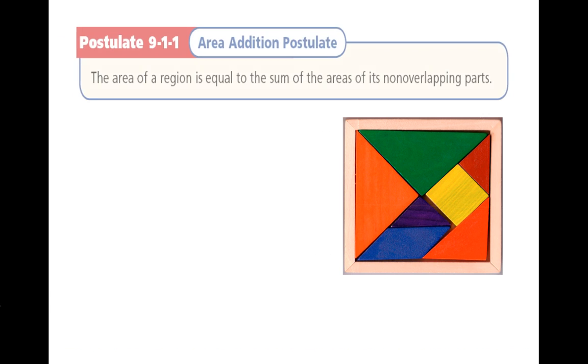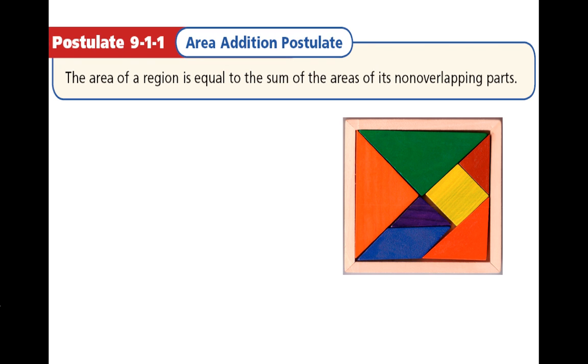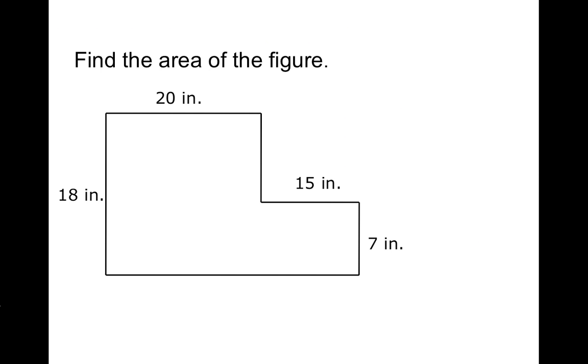That is one way to think about the area addition postulate that you'll find on your notes. Area addition postulate is just saying that the area of a region is equal to the sum of the areas of its non-overlapping parts. So if you think of the tangram, there's a lot of pieces there, they're not overlapping. If you know the area of each of them separately, you can add it up and get the area of the whole thing. So that idea is how you would do this type of problem.